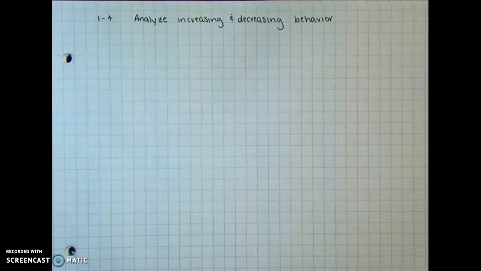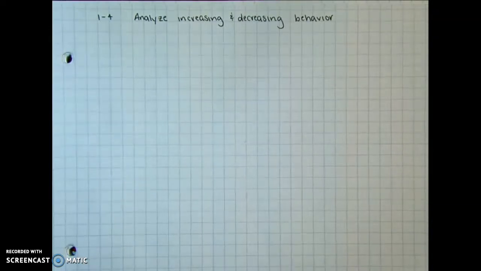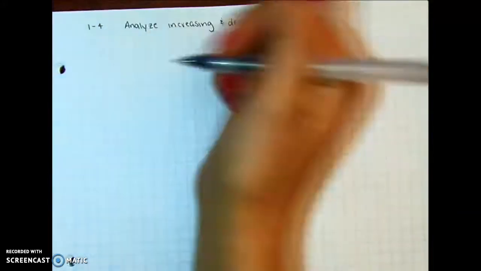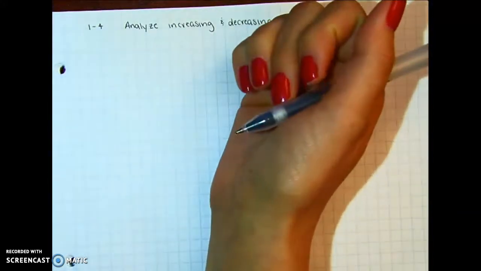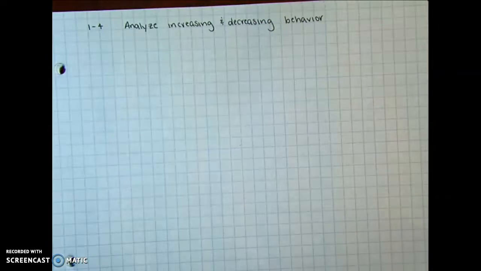Main focus is going to be analyzing increasing and decreasing behavior. You talked about this last year in Algebra 2. You also did positive intervals and negative intervals, but we're just going to focus on increasing, decreasing, constant, and average rate of change.